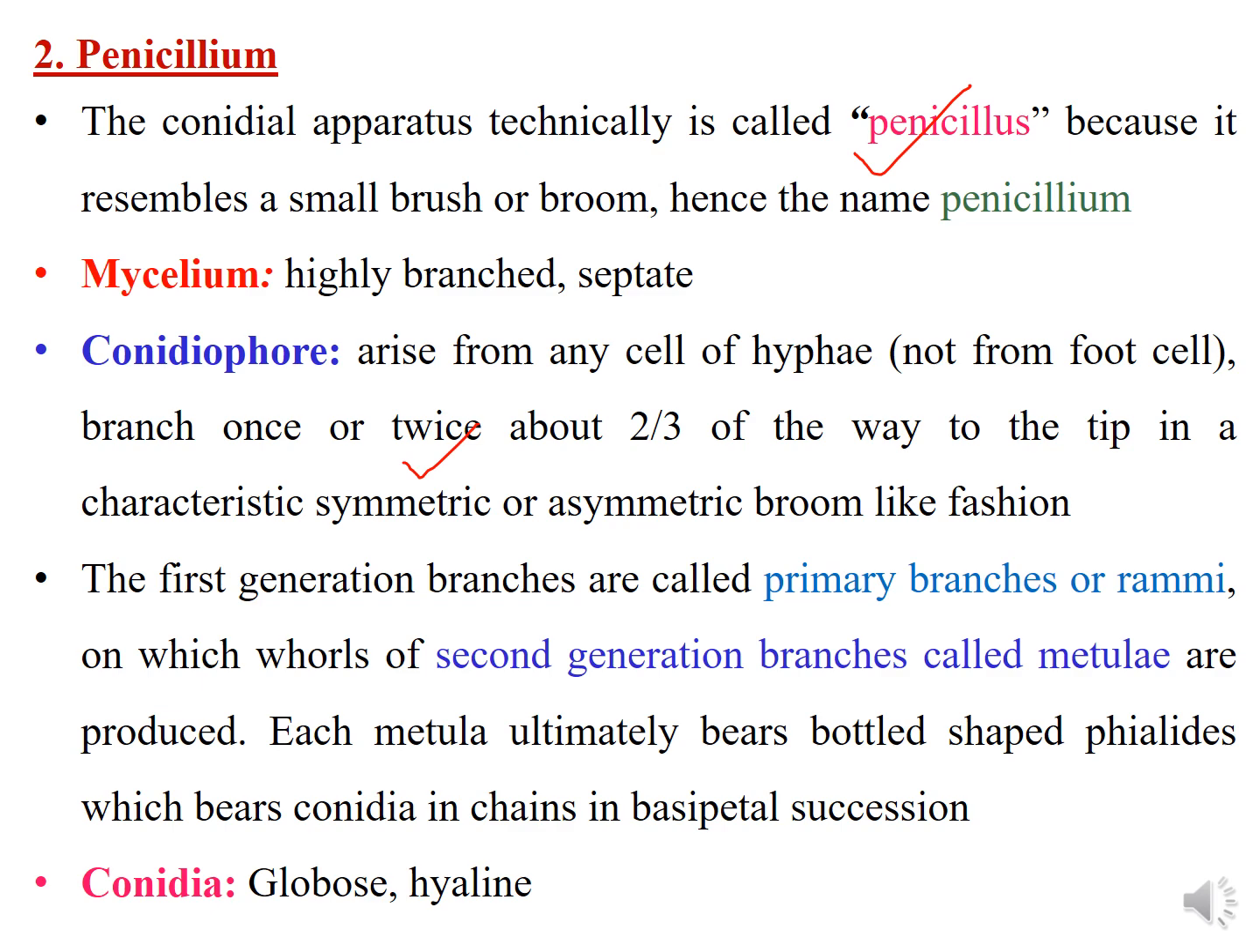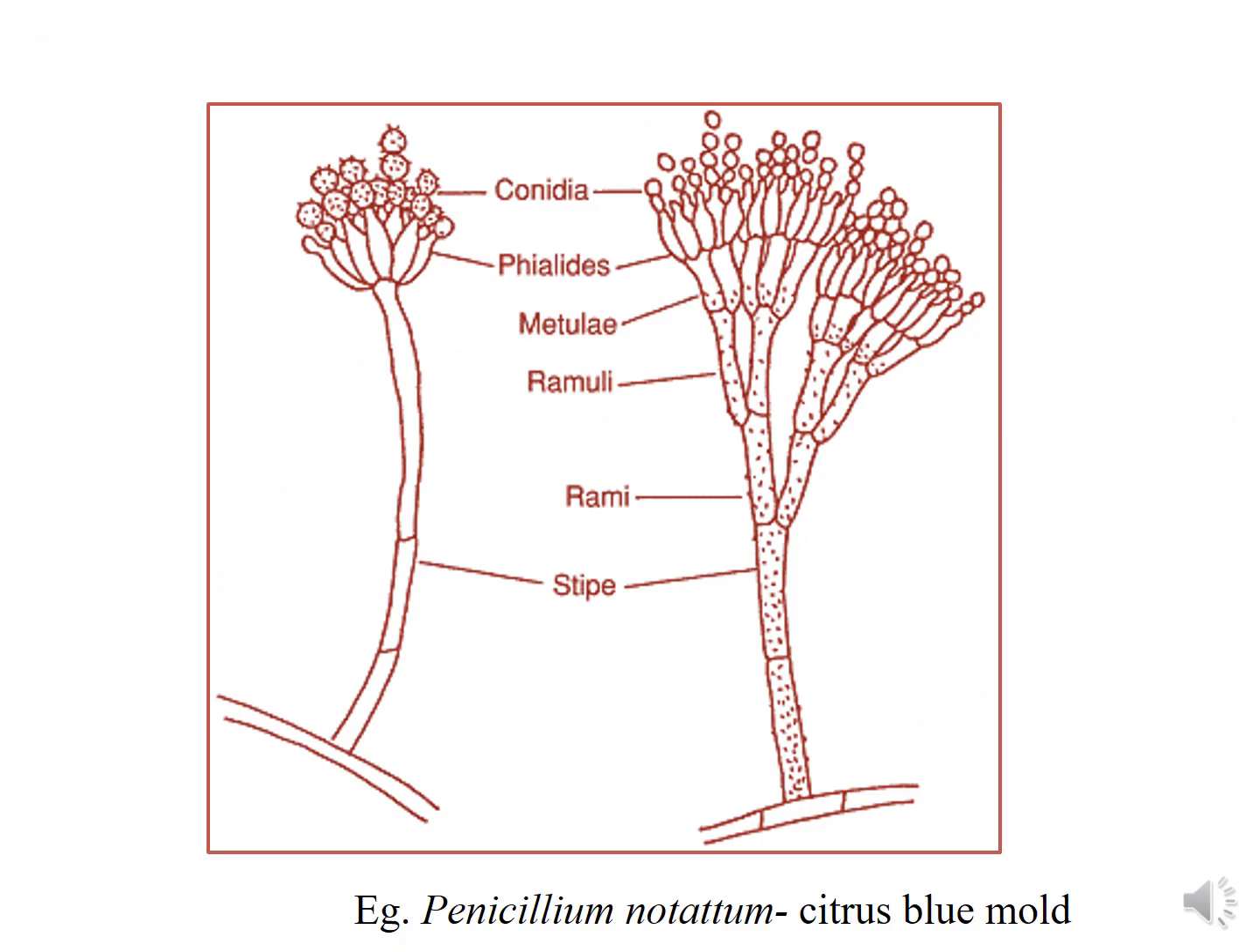So the first generation of branches, that is the primary branches, are generally known as rami, and the secondary generation of branches are called metulae. Each metula ultimately produces bottle-shaped phialides, and on these phialides conidia are borne. Conidia are globose and hyaline in color. Here you can see the primary branches known as rami and the secondary branches known as metulae. And in the conidiophore septation is there, and here phialides are there. Above the phialides conidia are produced, that is globose, hyaline conidia produced in chains.